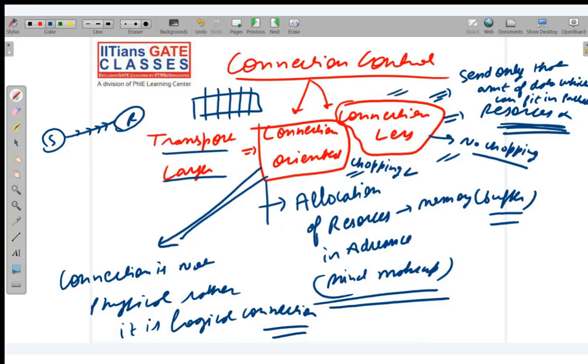Connection oriented scheme is used when you want to transfer a very large file, like a 1 MB file, 10 MB file, or say a 100 MB video. In that scenario, you will use the connection oriented scheme. So when chopping is done, connection oriented is better. When no chopping is needed, then connectionless is better. I hope you have got the point.